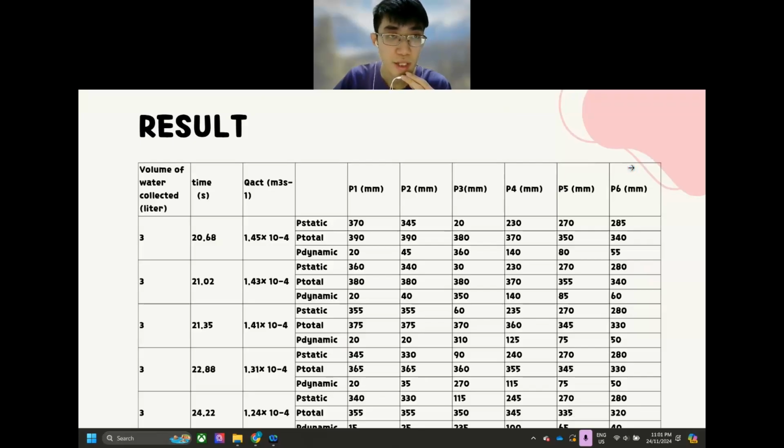So now I'm going to present the result of our experiment. For the accuracy of our experiment result, this experiment has been repeated 5 times with different values of volume flow rate. Each time we recorded the static pressure and also the total pressure for each point with different cross-sectional area. We also have to calculate the dynamic pressure for each point by using the total pressure minus the static pressure of the typical point.